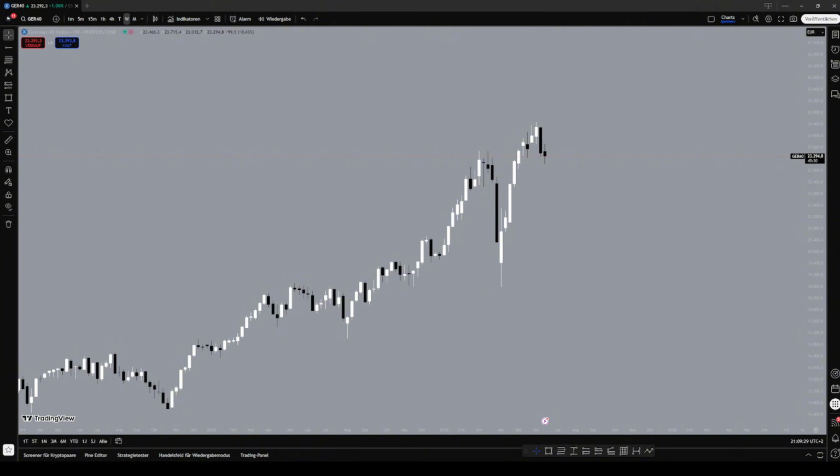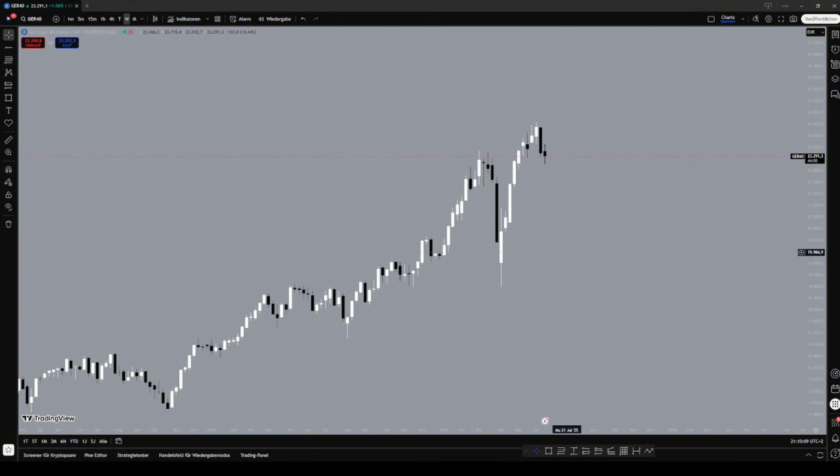So let's dive right into it. How I'm drawing my zones, I will show it to you on the German 40 index. It's the German index which is called DAX, and I mainly use indices to trade my funded account because, in my opinion, these are the best assets to trade on a funded account. I know there are many people who think differently, but I think it's up to you what assets you want to trade on your funded account.